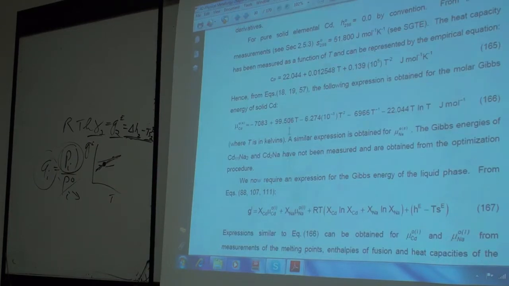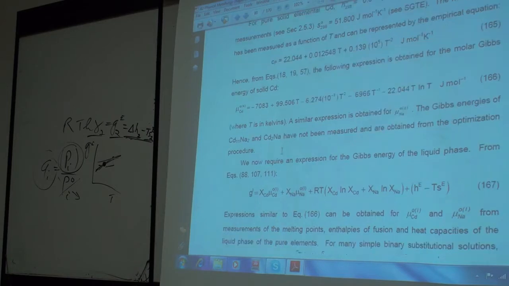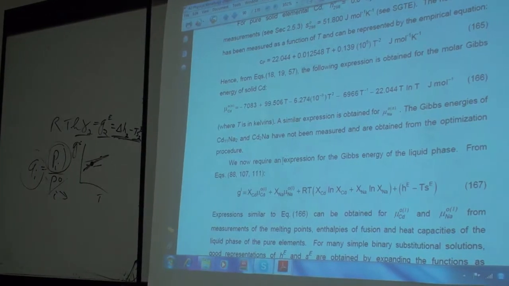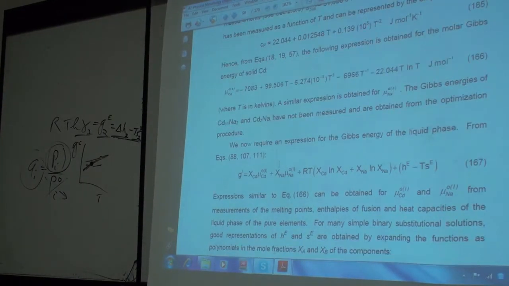That's right from your FACT database. You get a similar one from you of pure sodium. The Gibbs energies of the two compounds have not been measured and are obtained from the optimization procedure.